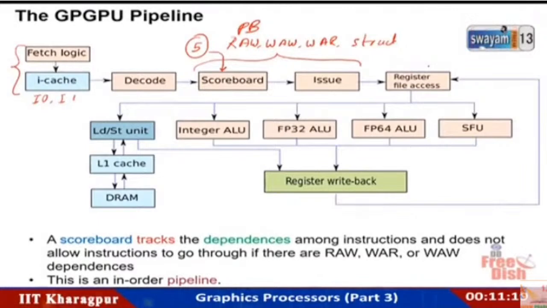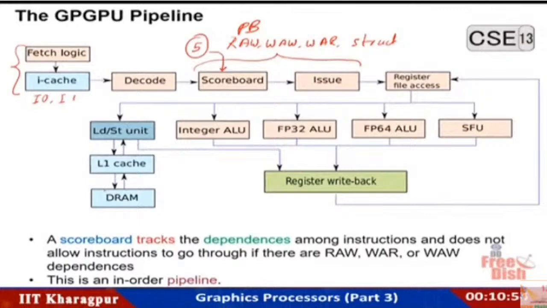And then we have a bunch of these functional units, which could be the integer ALU, floating point, single precision, double precision ALU, special function unit for sine, cos, transcendental functions, load store units. Load store units talk to the L1 cache, the shared L1 cache, and finally to the DRAM. Right, so I forgot to add an L2 cache over here. There should have been there.